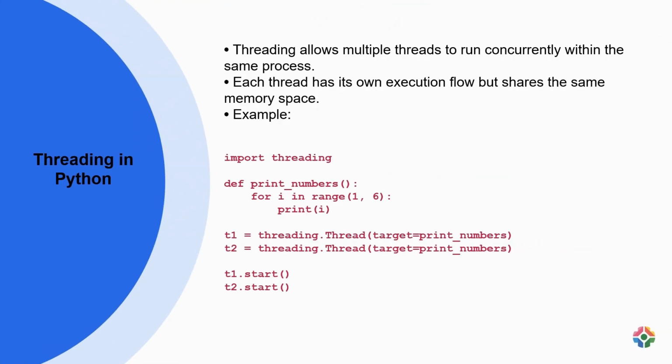Threading enables multiple threads to execute concurrently in the same process. Each thread runs independently but shares the process's memory space. In the provided Python example, two threads are created using the threading module to print numbers simultaneously. The print numbers function is defined to print integers from 1 to 5. Each thread, T1 and T2, is then started to execute the print numbers function. This results in both threads running concurrently and independently, producing output where numbers from 1 to 5 may interleave.